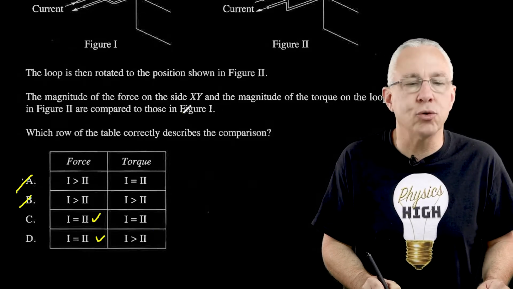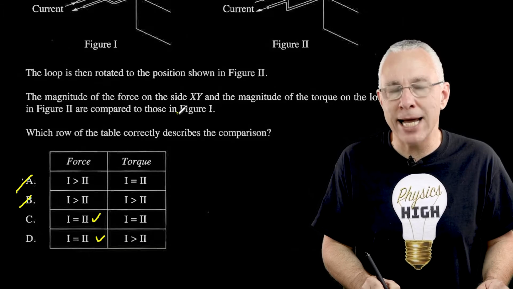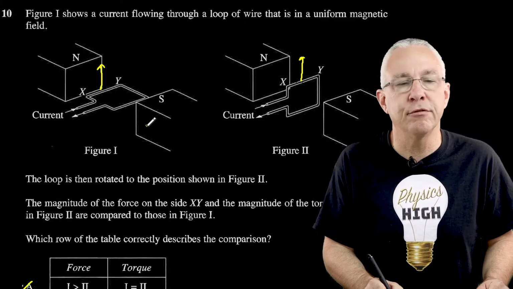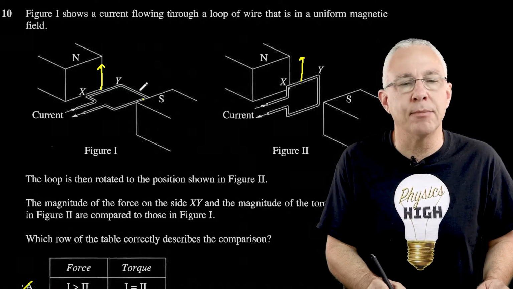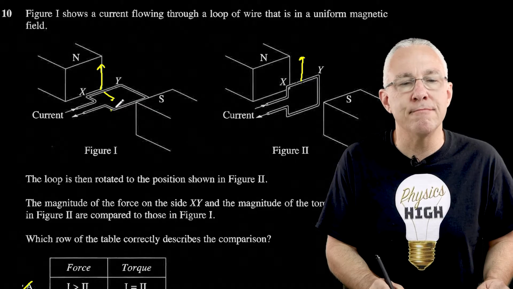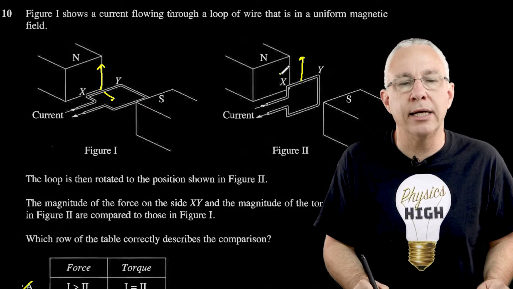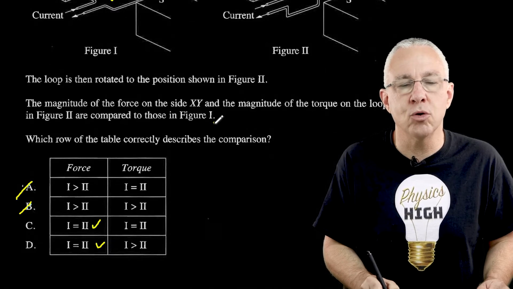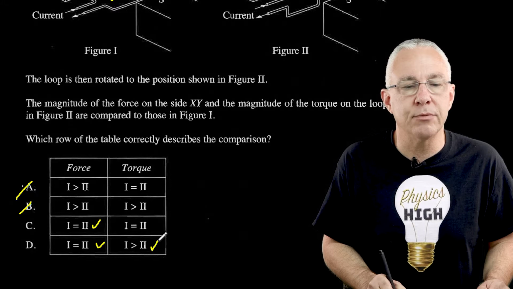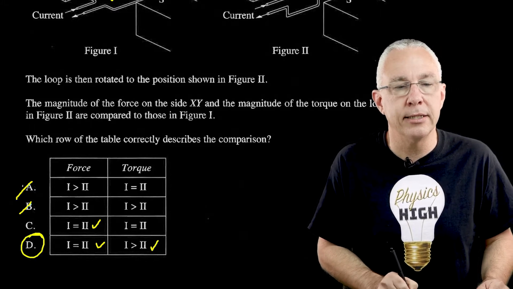But that's not true for the torque. The torque, of course, is maximum when there is an angle between the vector of the force and the moment arm, or the radius of turn. So as a result, we have maximum torque at 1, and in fact no torque whatsoever at 2. So torque 1 is greater than torque 2. That of course means it's this response, and so our answer is D.